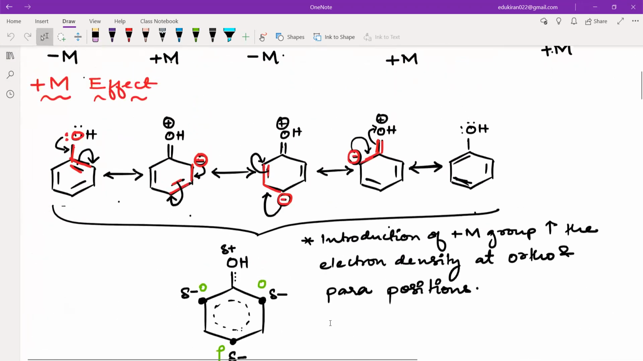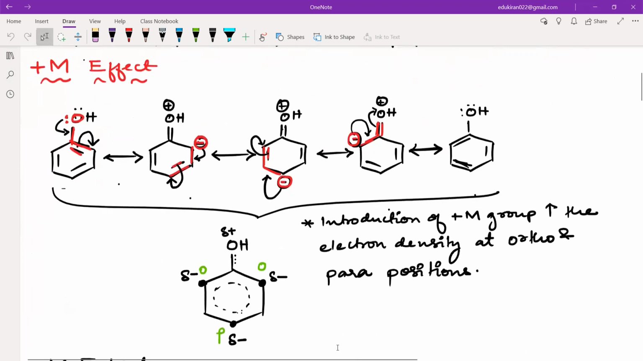Look at the plus M. All of you, can you see this? Yes or no? Please tell me. Yes, sir. Can you see that in this benzene, when we have a plus M group, the ortho positions and the para position have more electron density? Yes or no?